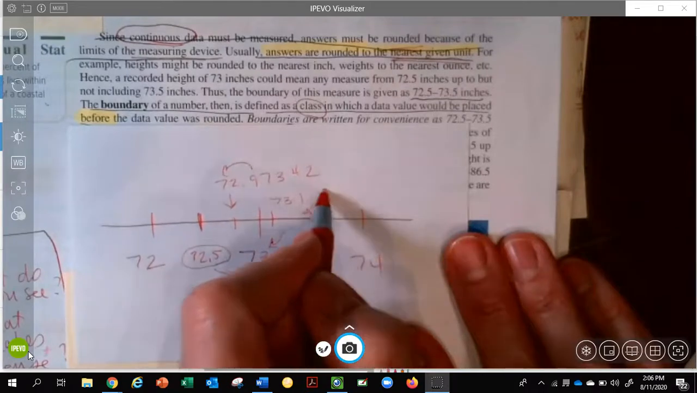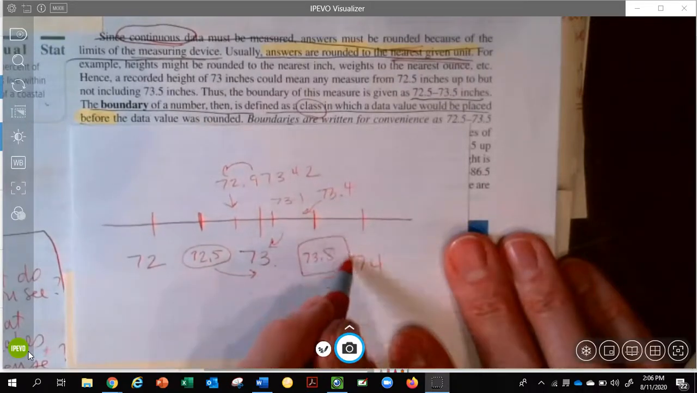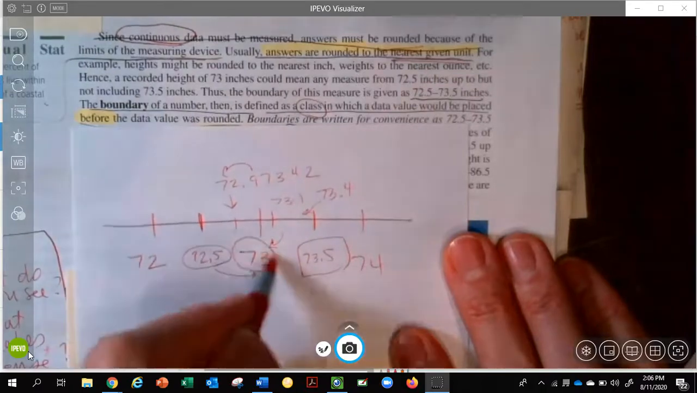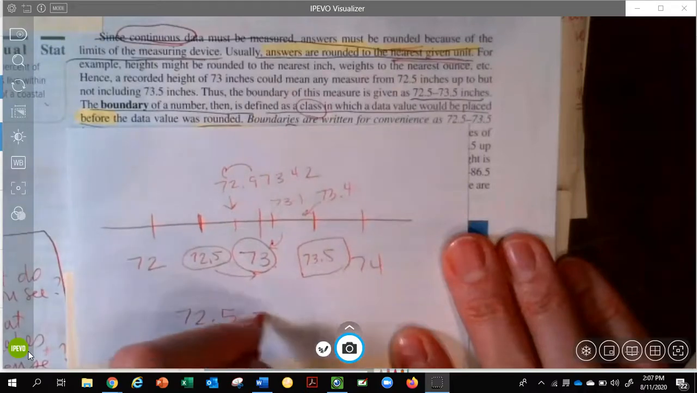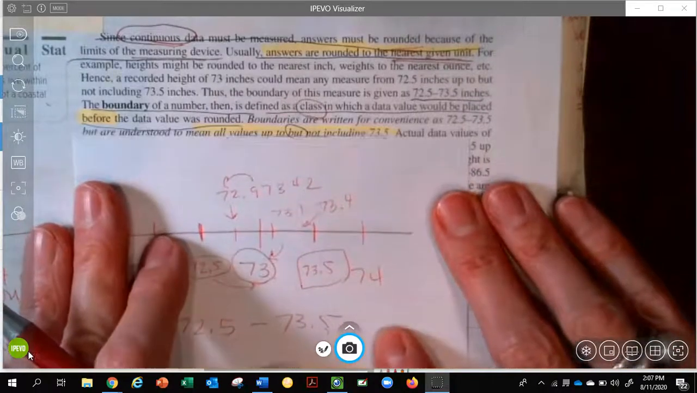And also like 73.4 would round to 73, but as soon as I get to 73 5/10, it kicks me into another bracket, another category, another class, another boundary. And so the boundary for our number 73 is going to be one more decimal place, and it'll be 72 5/10 to 73 5/10, but let me read this thing again.